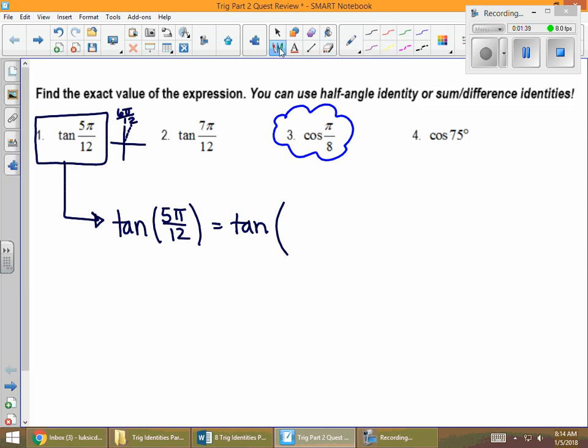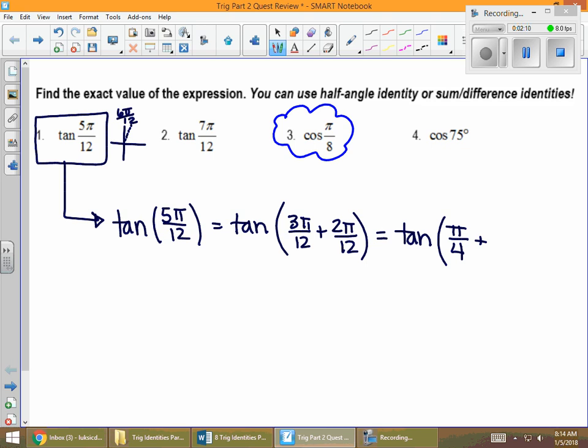5 would be 3 and 2, so I could do 3 pi over 12 plus 2 pi over 12. That would equal 5 pi over 12. And both of those will reduce to places on my unit circle. The nice thing about using 3 pi over 12 anytime you can is that 3 pi over 12 is pi over 4, and we know tan at pi over 4 is 1. So that's a nice value to be able to put into our equation.